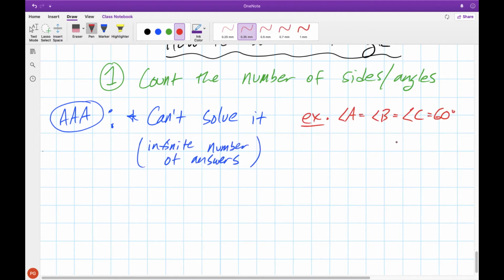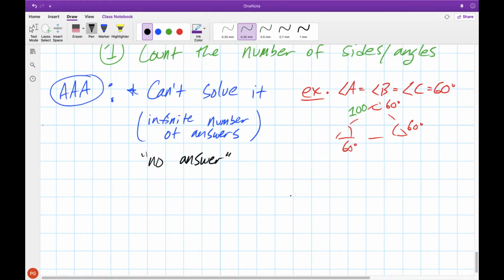For example, if I told you that all of the angles in my triangle were 60 degrees, we could draw a sketch of this. As you can see, this forms an equilateral triangle, but we don't know how big this triangle is. These sides could have length 1, they could have length 10, they could have length 100, they could have length 100 million. We don't know. So there's actually an infinite number of answers. If this was on a quiz or a test, what I would suggest you do is just answer no answer, because there isn't a unique answer to this question.